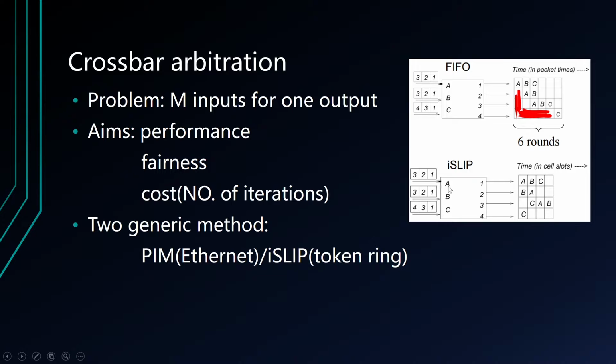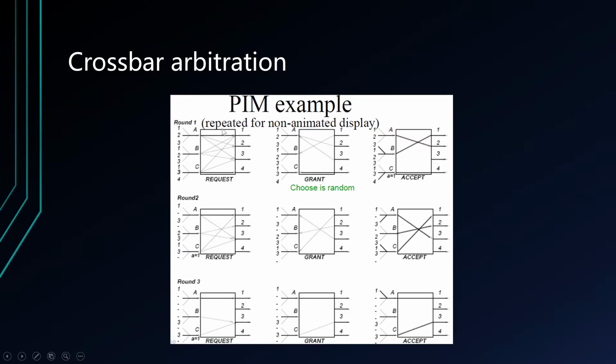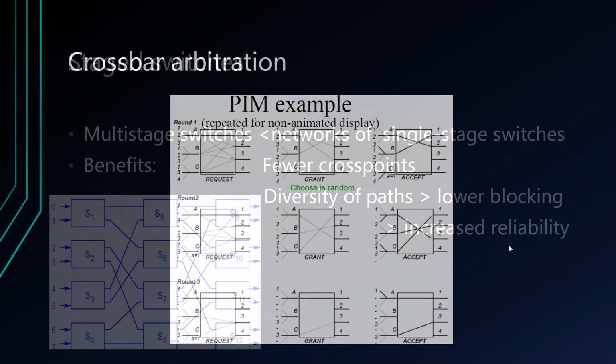three connections. But in terms of it, the PIM example is much smaller than it, because for example, when the three inputs A, B, C give the request for the output, each output will give a grant to each input in the first round together, instead of showing a grant one by one as in the iSLIP example.